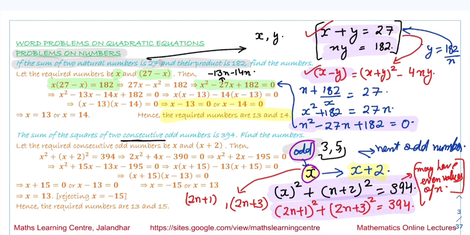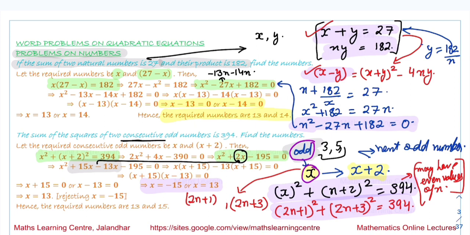So we are saying that the equation that will be formed over here is x square plus x plus 2 whole square is equal to this. On solving this, the equation becomes x square plus 2x minus 195 is equal to 0. By splitting the middle term, we are writing 2x as 15x minus 13x, and the values of x that we have are minus 15 and 13.